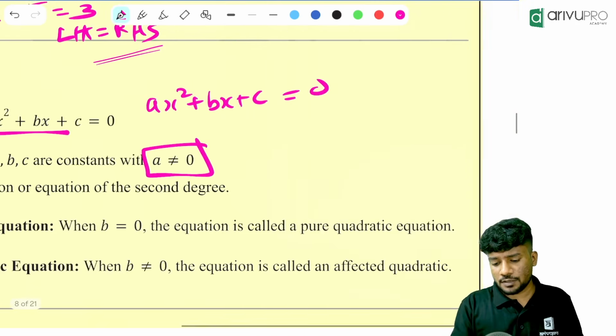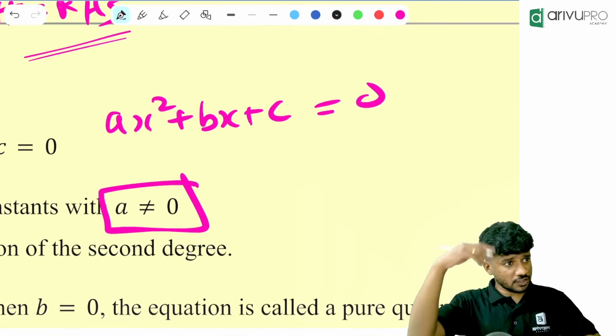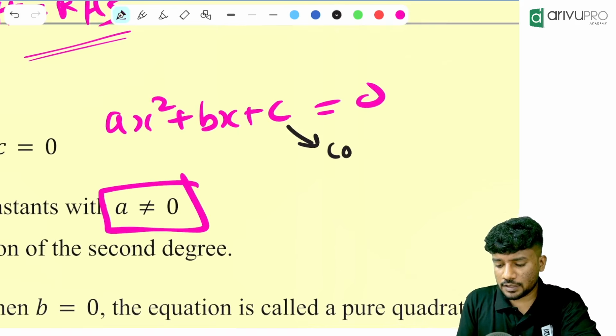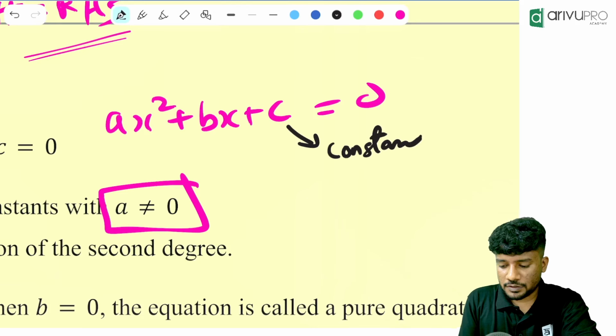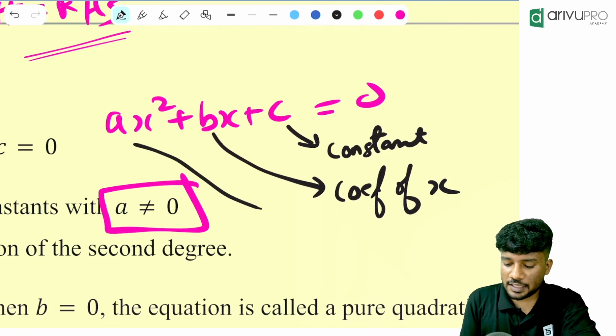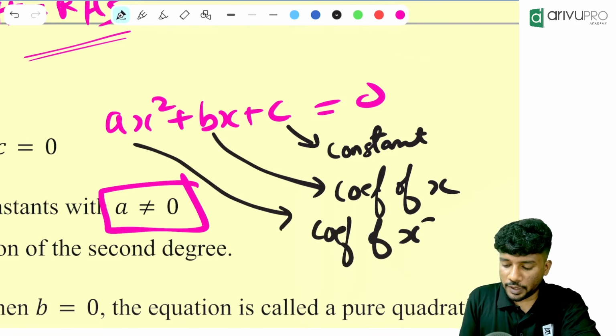Then a few things we studied in school. I'm just recollecting it for you. C is called as constant. Okay, keep it in your mind. C is called as what? Constant. B is called as what? Coefficient of x. You know that, right? A is called as what? Coefficient of x square. Keep it in your mind.